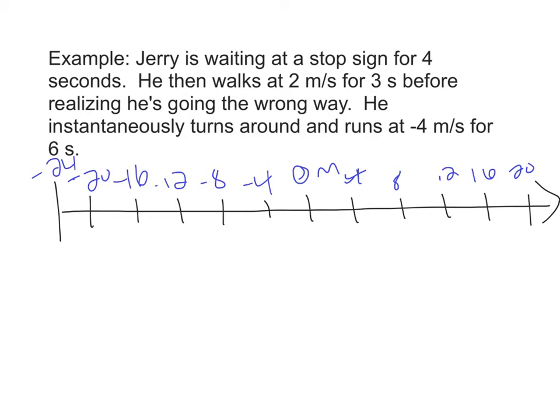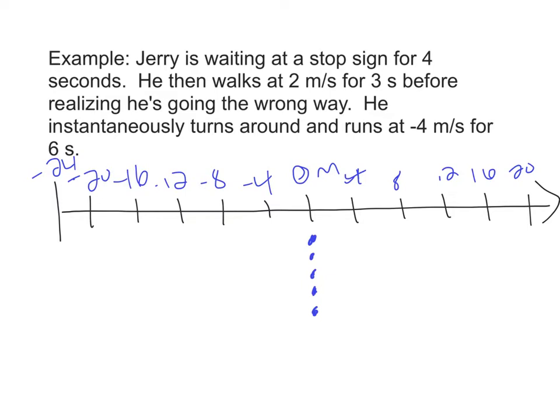So Jerry is waiting at a stop sign for 4 seconds. We will start with the 0. You can really start anywhere, but we're just going to pick 0. So we're starting at 0 meters. He is at rest for 4 seconds. So 0, 1, 2, 3, 4 seconds. Even though I have 5 dots, each second is the space between the dots.